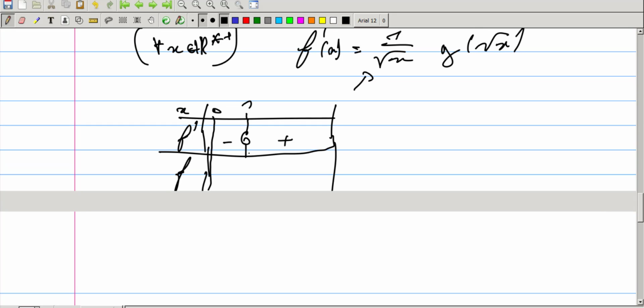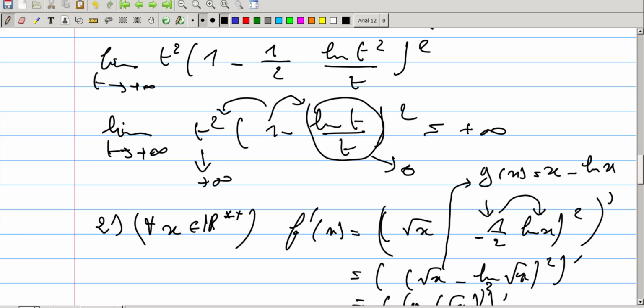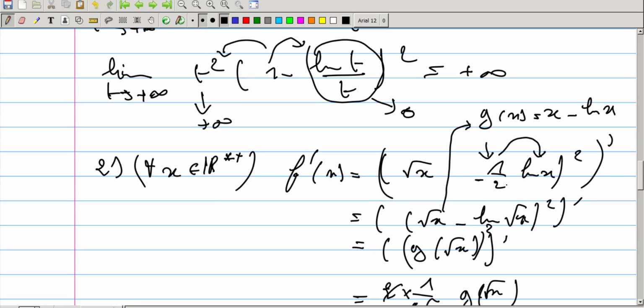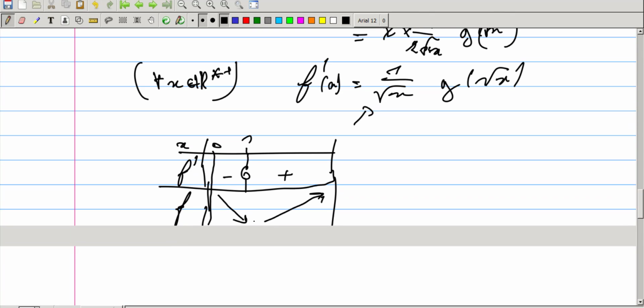Now let's move on. So as we said, here we have f going down, here going up. Speaking about limits, we calculate them. So what is f of 1? If we substitute 1 in the expression of f, 1 minus 1 over 2 ln of 1 is 0, so it equals 1. Cool. f of 1 is 1.